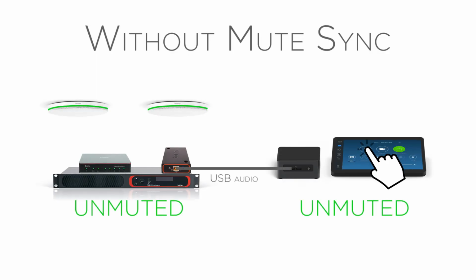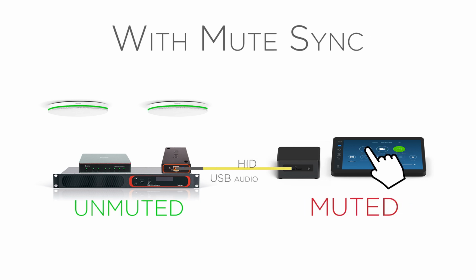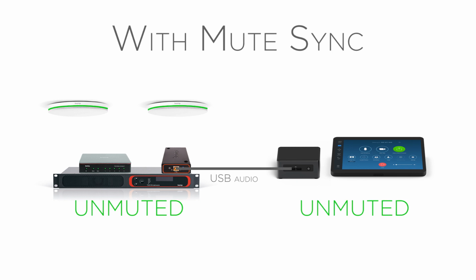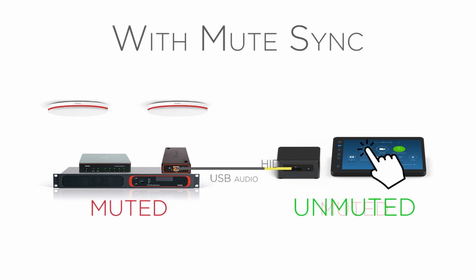Mute sync is the synchronization of the mute status between a soft codec and an AV system. Without mute sync, the soft codec can mute and unmute without any communication to the AV system. Some soft codecs can send mute and volume information over the USB connection to the AV system using HID, or Human Interface Device data. A Tesira system using an EX-UBT can interpret this HID information to establish mute sync and act on the mute state of the soft codec.